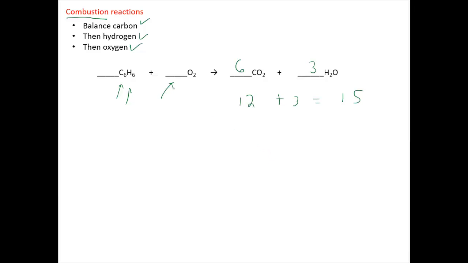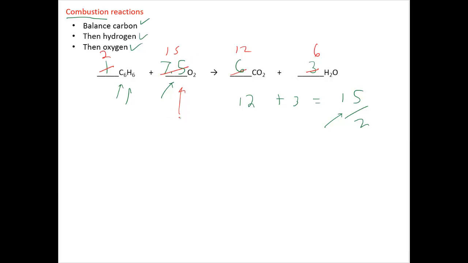Now, there's no whole number I can put here that will equal 15. But I could put 7.5. If you don't know, you can take this number and divide it by 2. It'll tell you what number you should put there. The problem is I'm not allowed to leave 7.5. There's understood to be a 1 there. So I'm going to multiply everything by 2. This becomes 2. This becomes 15. This becomes 12. And this becomes 6.